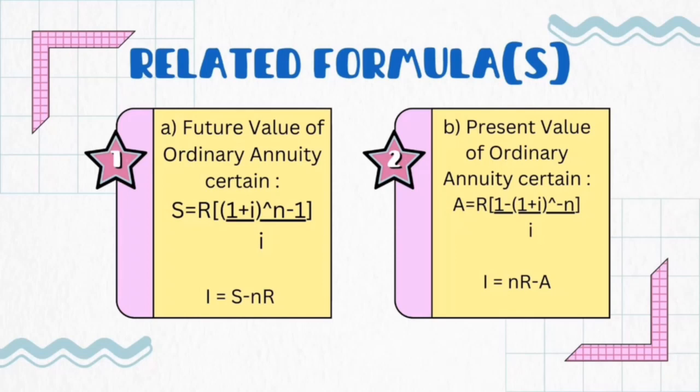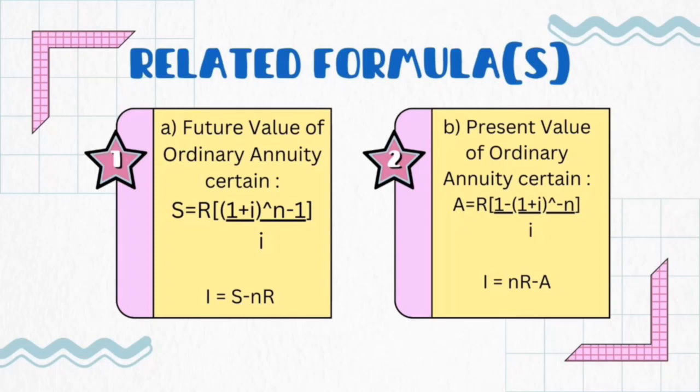The first one is the future value of ordinary annuity, searching S equal to R, and then bracket 1 plus I, close the bracket, power of N, minus 1, divided by I.